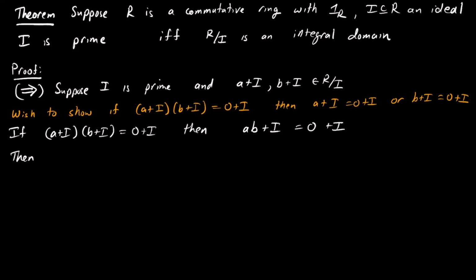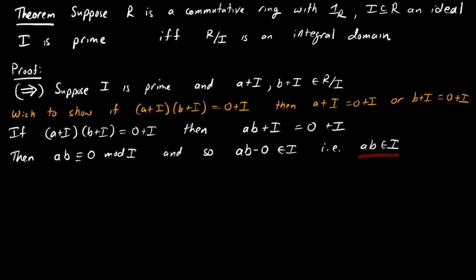Well, if we remember our definition of equivalence, these are two equivalence classes and we're saying that they're the same. This is the same as saying AB is congruent to 0 mod I. And so we know that AB minus 0 is in I. In other words, AB is an element of I. Okay, so we've unraveled this so far.